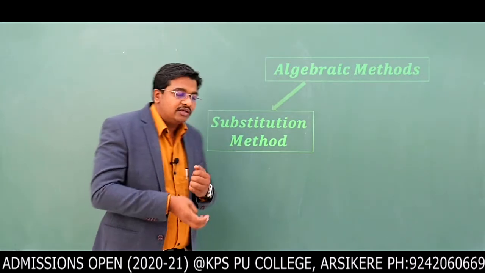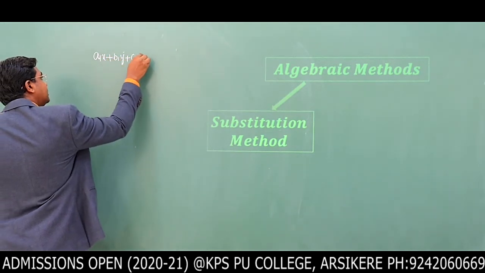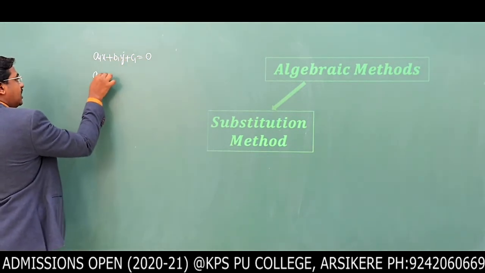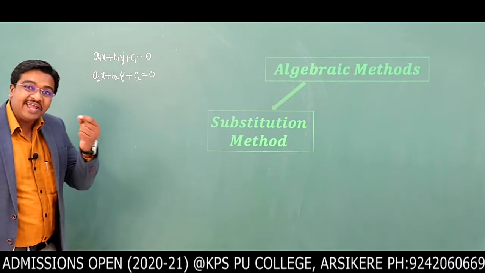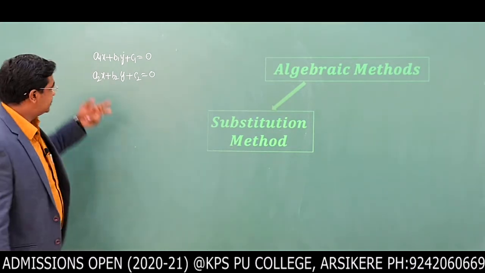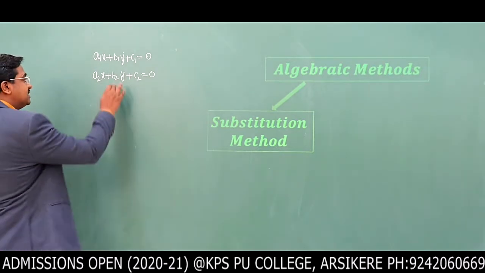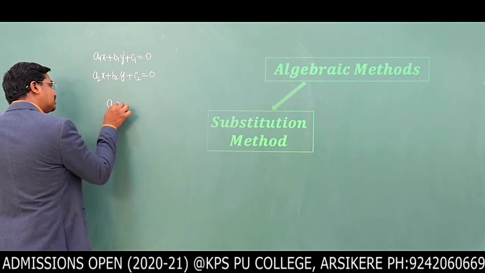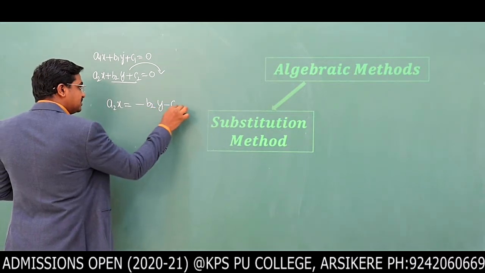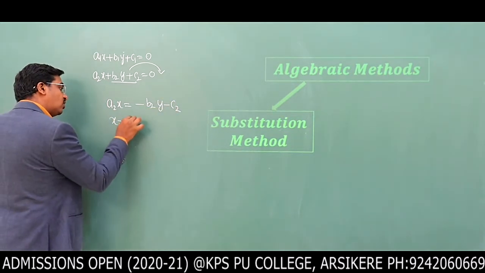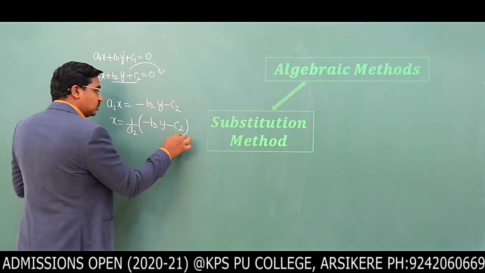First equation, second equation. I'll take the example here: a1x plus b1y plus c1 is equal to 0, and the second equation a2x plus b2y plus c2 is equal to 0. These two are the pair of linear equations. In the substitution method, either substitute x in terms of y or y in terms of x. Take the second equation a2x, and take these two terms to the right hand side. Then it becomes minus b2y minus c2. So what about x then? x is equal to 1 by a2 times of what? Minus b2y minus c2.